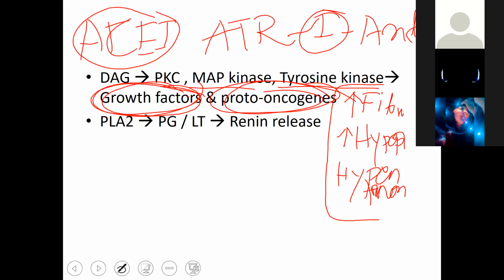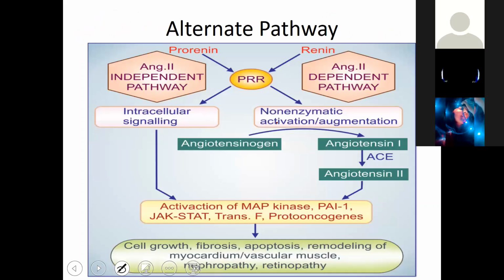One more action is by phospholipase A2. They produce prostaglandins and leukotrienes, particularly prostaglandins I2 and E2, which are synthesized in the macula densa, and they cause renin release from the JG cells. We have seen renin causing the conversion of angiotensinogen to angiotensin 1, and angiotensin 1 to angiotensin 2.